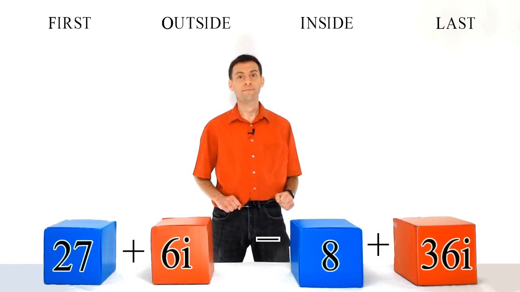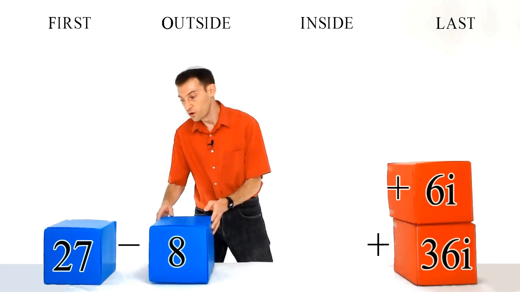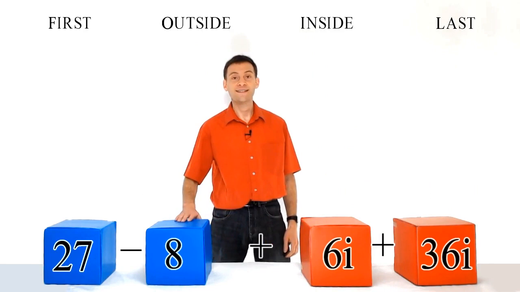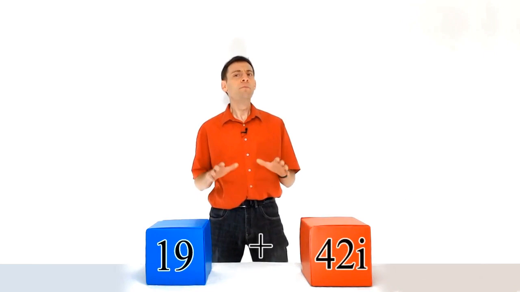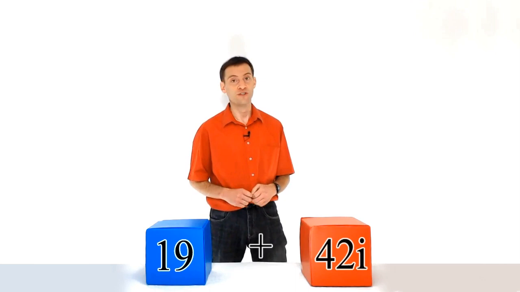Now, we group together the real and imaginary terms just as we did before when we were adding. 27 minus 8 and 6i plus 36i, which gives us the result 19 plus 42i. However, when multiplying, it could be easier to express the two complex numbers in exponential form, because then we could multiply them together using the exponential product rule.